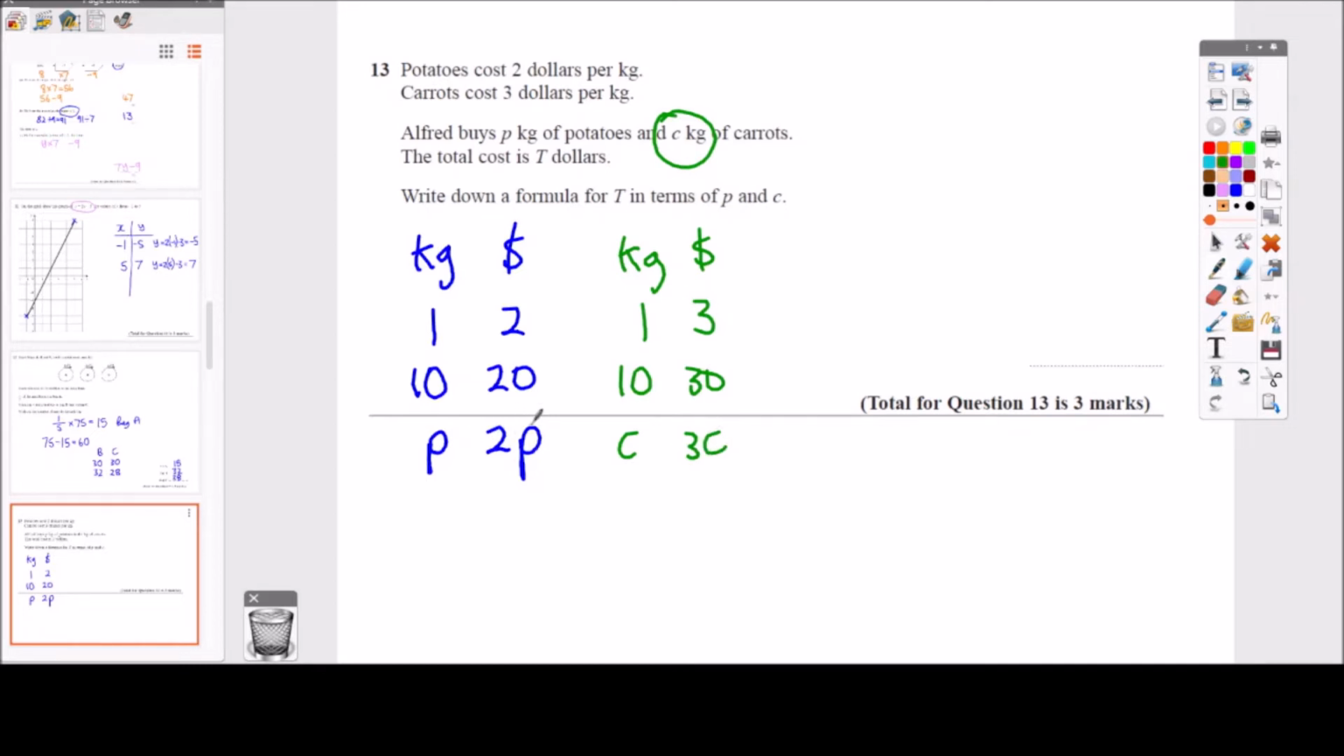So the potatoes he buys is 2P, that's how much it costs. How much does it cost him to buy the carrots? It's 3C. Now we're told the total cost is $T. So the total cost T is going to be the total cost of the potatoes, which is 2P, plus the total cost of the carrots, which is going to be 3C. And that's our final answer. We've got a formula for T in terms of P and C.